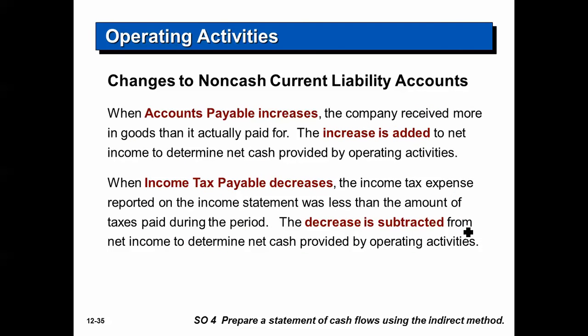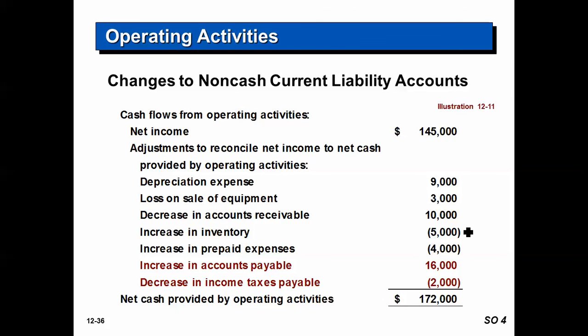Now I look at my liabilities. Okay, my accounts payable increased 16,000. Now if that increases, that means I'm holding back cash. So if my accounts payable increases, I'm holding on to my cash. You can understand that. And therefore, the 16,000 is a source of cash. It's looked at as a source of cash. There was a decrease in my income tax payable. Well, if I decrease my income tax payable, then I paid more this year than I did last year. And therefore, that is a use of cash.